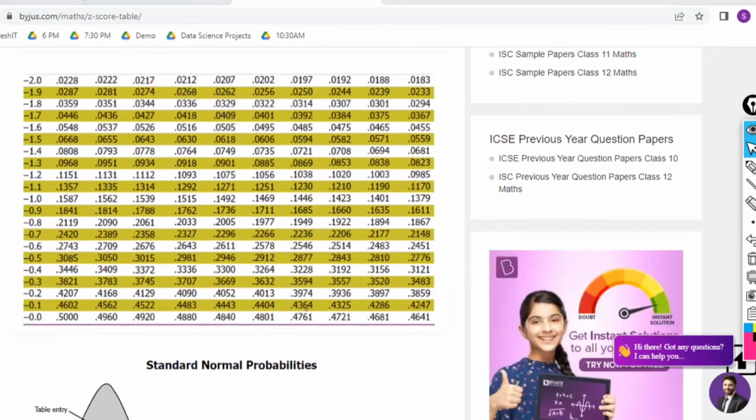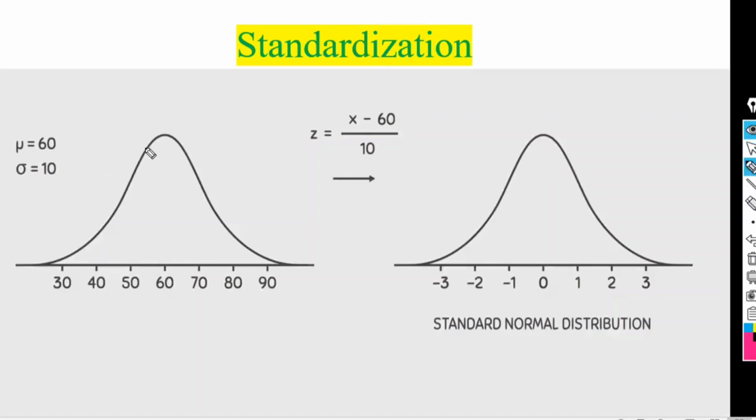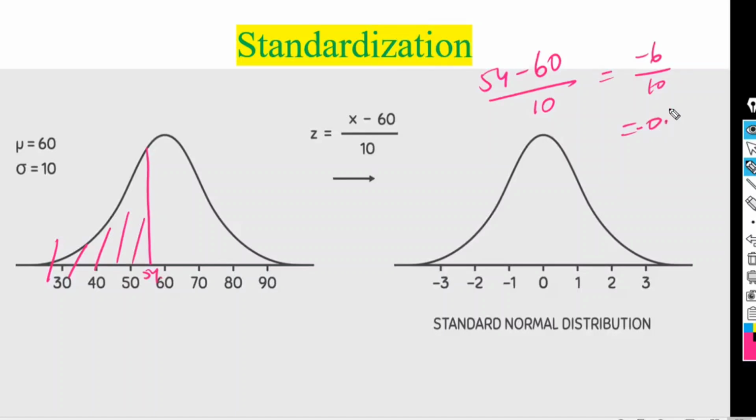For example, in the same example, tell me what is the area under 54. If I ask this question, can you calculate here? It is not possible to calculate here, but it is possible to calculate here. Just this 54 you have to convert to corresponding Z score. That is 54 minus 60 divided by 10, which is nothing but minus 6 by 10, which is minus 0.6.